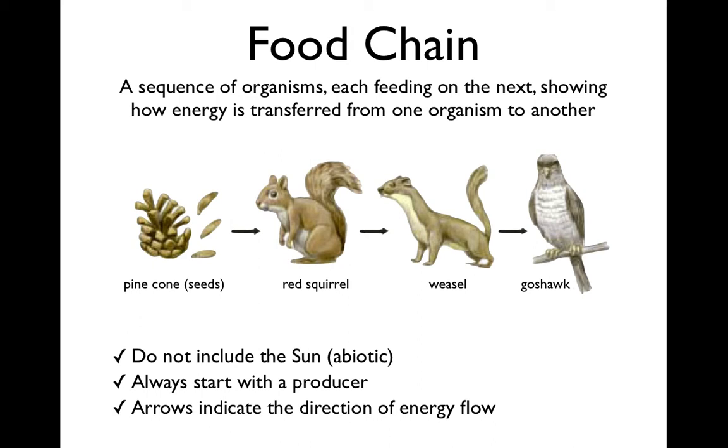So this is a sequence of organisms, each feeding on the next, and it shows how energy is transferred from one to the other. So you'll notice that this one here starts with pine cones, okay, the seeds of pine cones. And that's kind of like the lowest level of this food chain. And we then come to a red squirrel. You'll notice that the arrow is pointing in the direction of energy flow. So a good way to think about this is, where's the energy from the pine cone going? It's going to the squirrel.